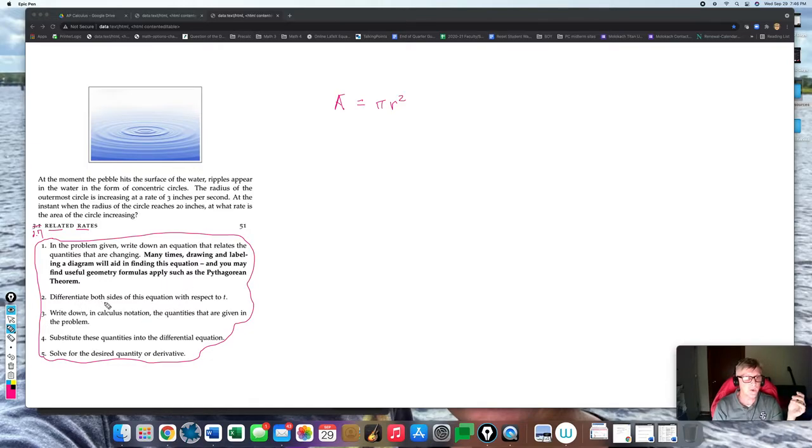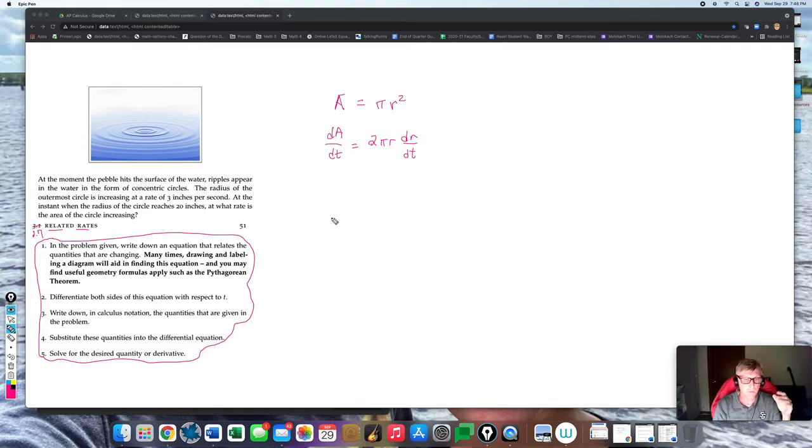All right, so we want to differentiate both sides of this equation with respect to t, which is exactly what I did. I did dA/dt, and then the derivative of this with respect to t was 2 pi r times the derivative of r. And again, the chain rule applies there. The derivative of r is not 1. That would be the derivative of r with respect to r. dr/dr is 1, but dr/dt is not 1, not unless they tell you that it's 1. And that would be like 1 inch per second, not 1 inch per inch, right?